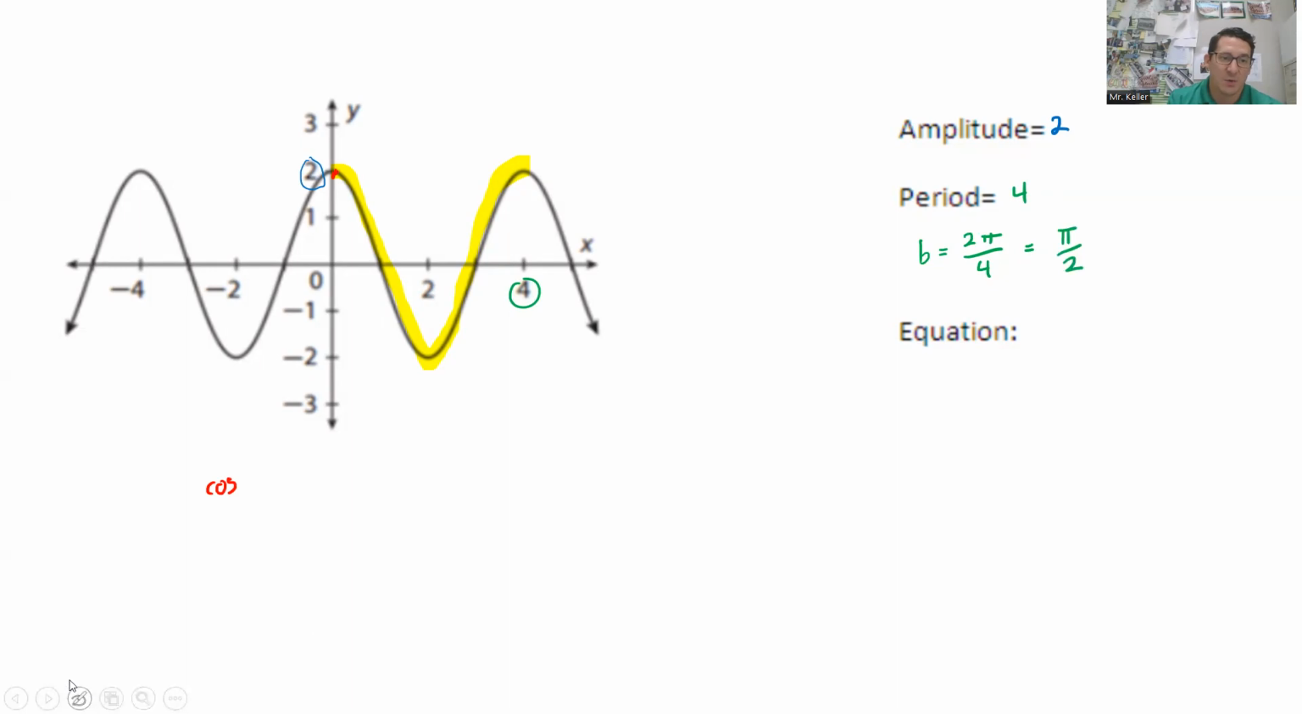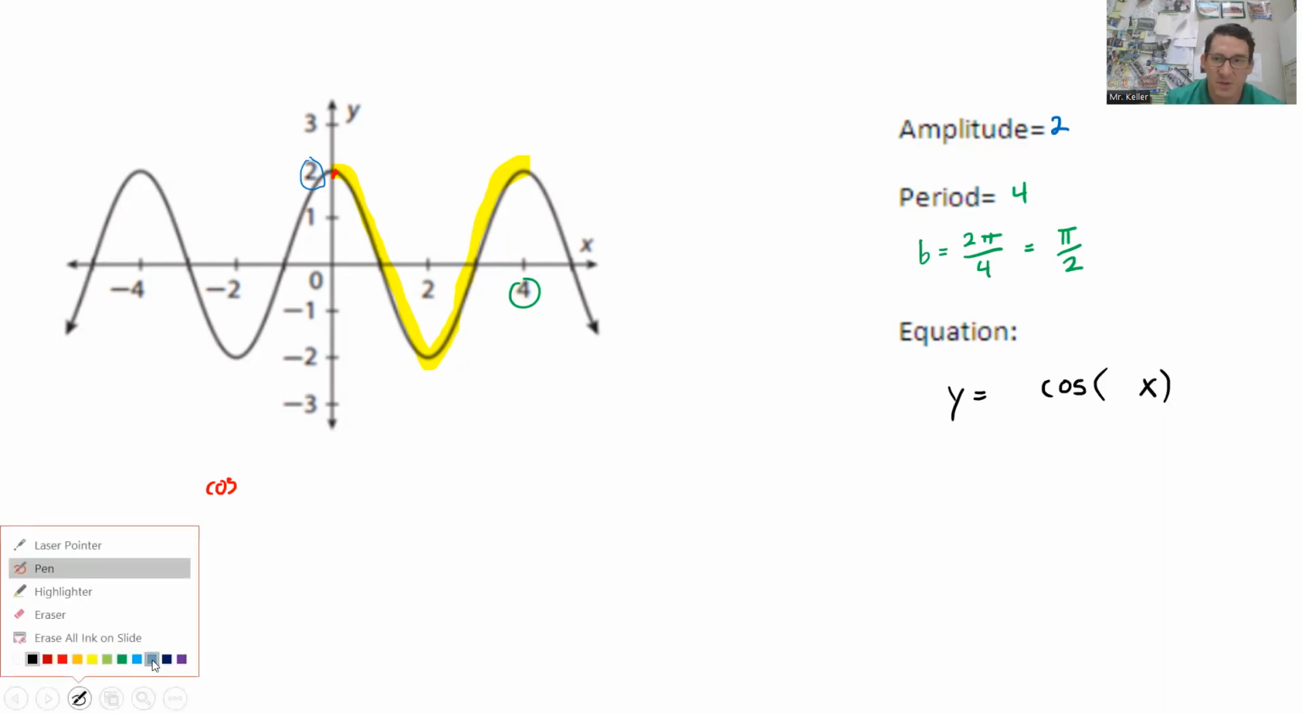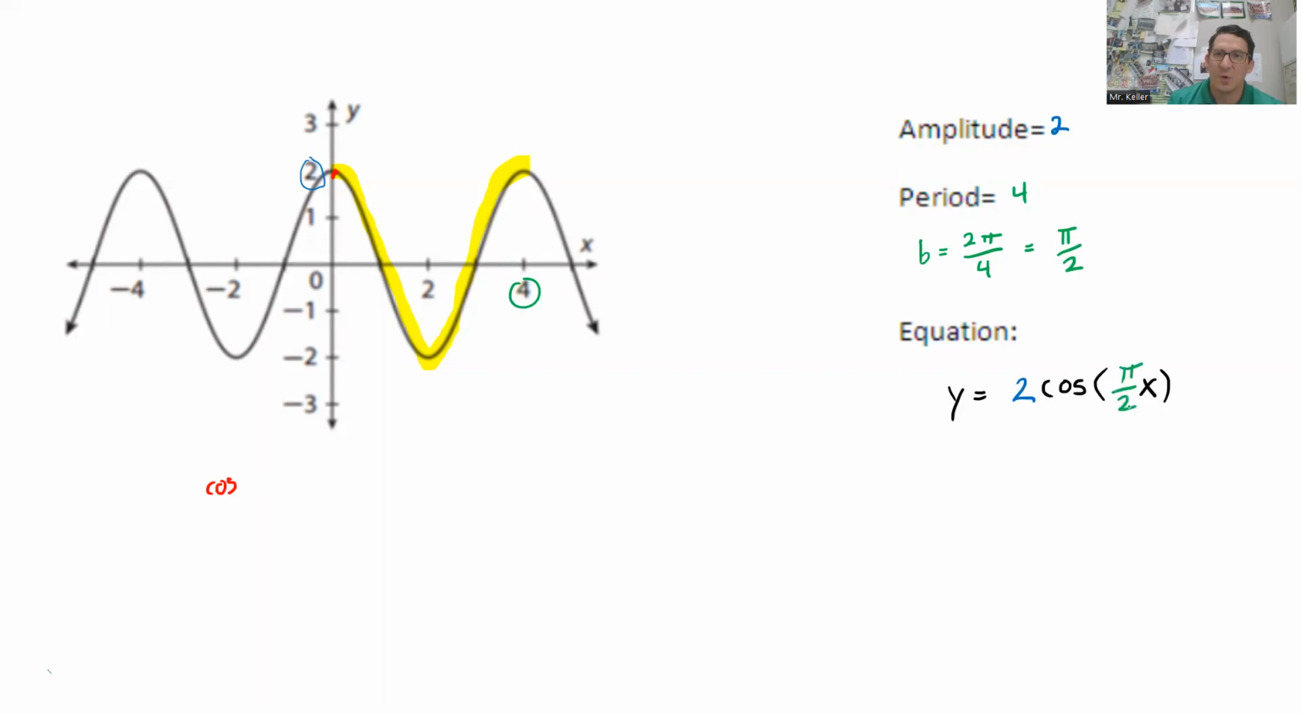So now we are just going to write our equation. So this is y is equal to, it is a cosine curve. I just need to fill in the blanks. First, the amplitude is 2. And then the b value is pi over 2. And that will do it.